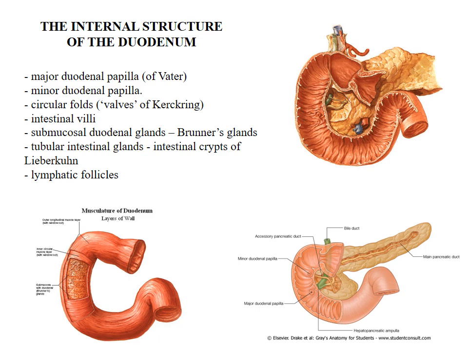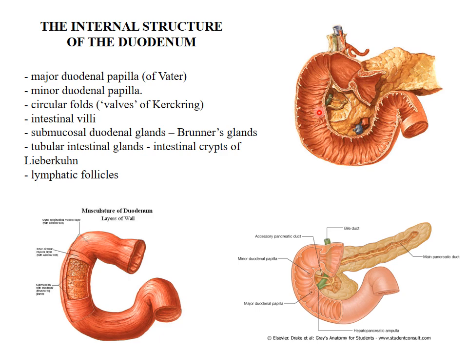Duodenum has the widest lumen and the thickest wall of any other region of the small intestine. Internal surface presents the different structures. First, that is the major duodenal papilla. This is the common entrance of the bile duct and pancreatic duct.